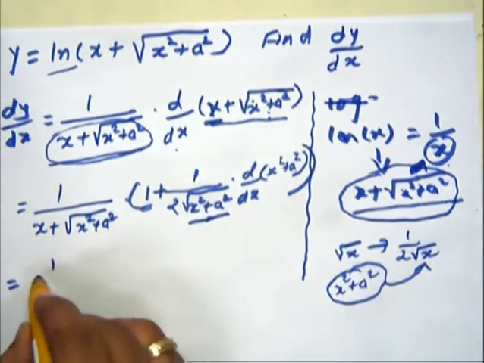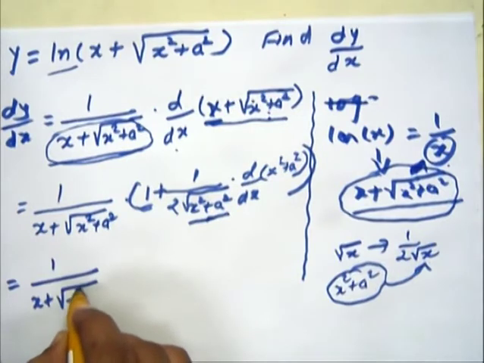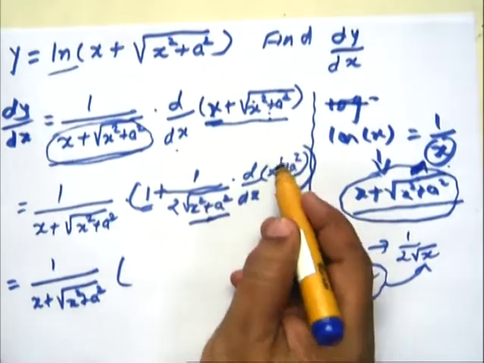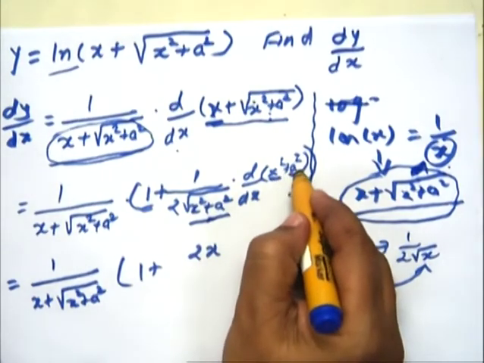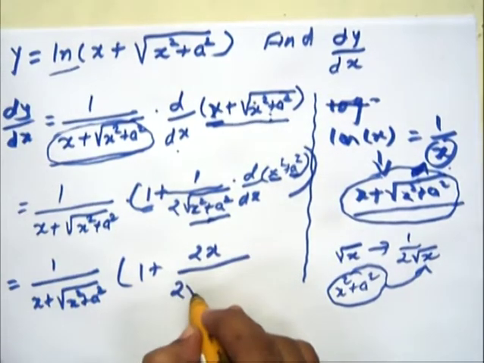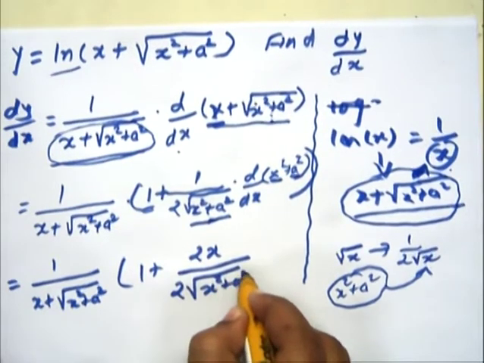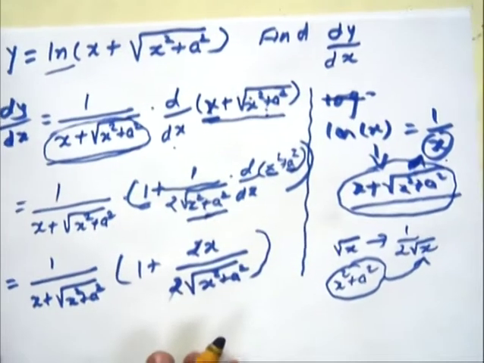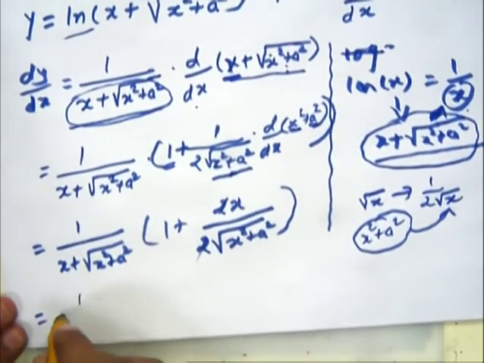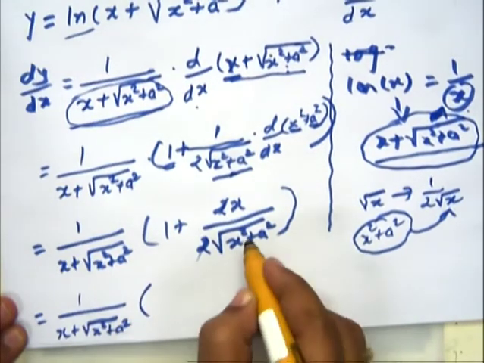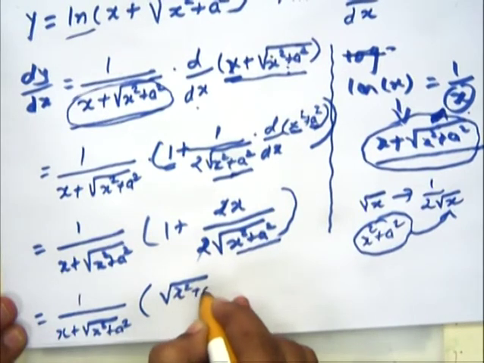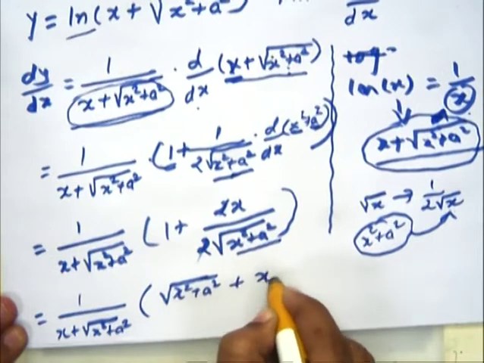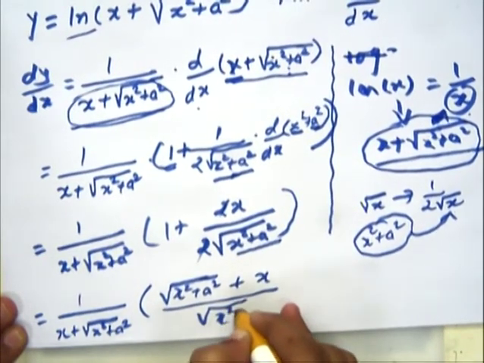Now this is equal to 1 upon x plus root of x square plus a square, into 1 plus the derivative of this, which is 2x. Derivative of x square is 2x and derivative of a square is 0 as it is constant, upon 2 root of x square plus a square. So here 2 and 2 will get cancelled, and hence we have 1 upon x plus root of x square plus a square, into, if we take LCM, root of x square plus a square plus x upon root of x square plus a square.